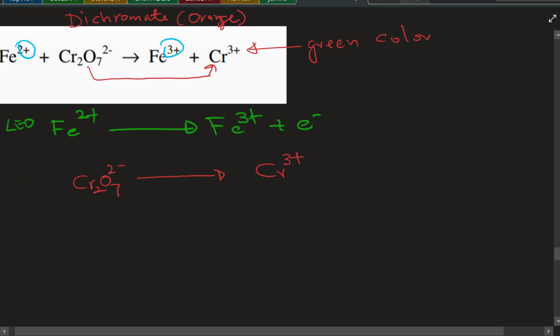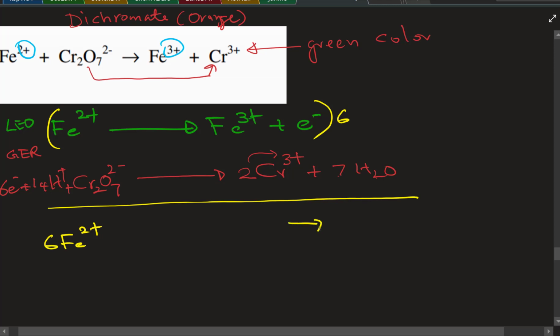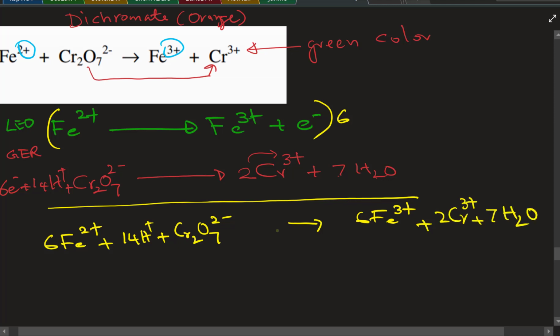Okay, so the GER reaction: Cr2O7 2 minus to Cr3 plus, we need to balance the Cr with the 2 here because that's the balancing of other elements, and then 7 oxygens, 7 water, and 7 times 2, 14 H plus. Now balance the charges, right? So that would be 6 electrons on the left side. Now you balance the electrons. The top one should be 6 times, so 6 times Fe2 plus and 6 times Fe3 plus, and then add everything else. Check the oxygens finally.